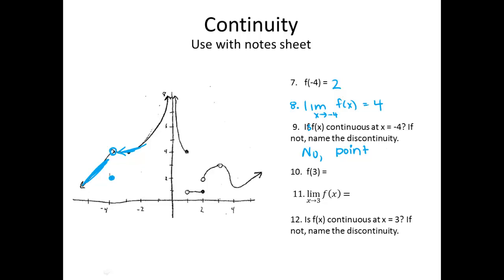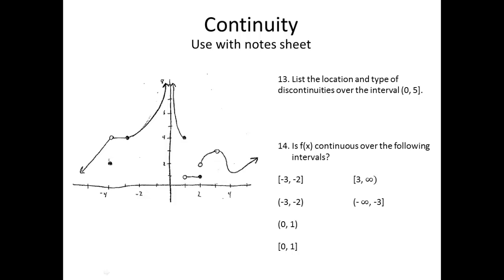Okay, f of 3. So I go to 3, and I say, well, there's no value there at all. Well, the limit as we approach 3, oh, that works. The answer is 3. It's got a height of 3. So again, the function is not defined at 3, but the limit exists. Is it continuous? The answer is no, because there's a point discontinuity, the hole.